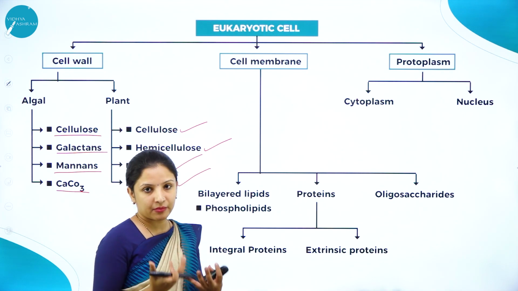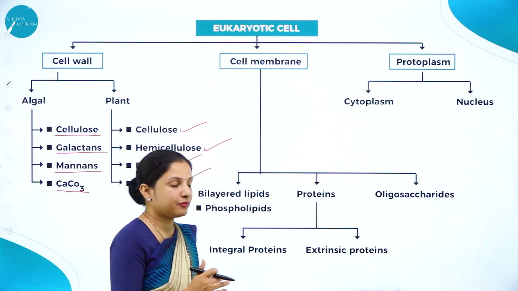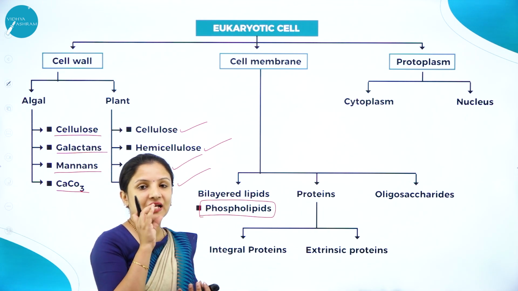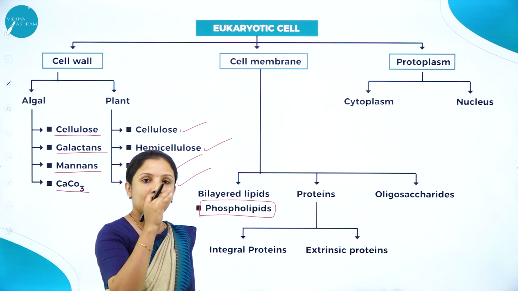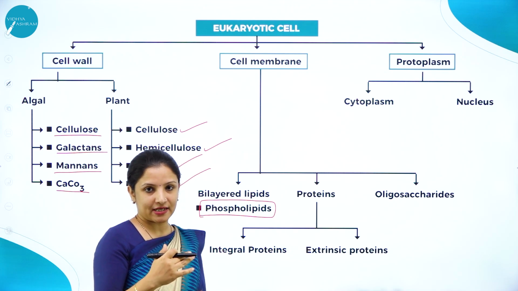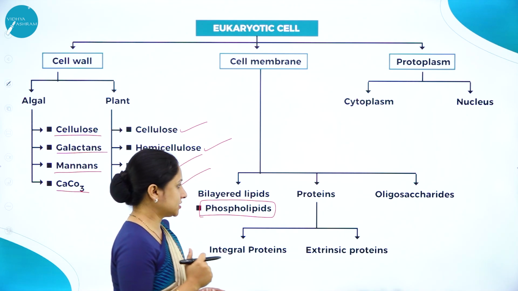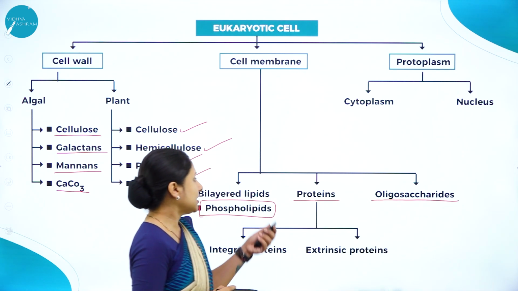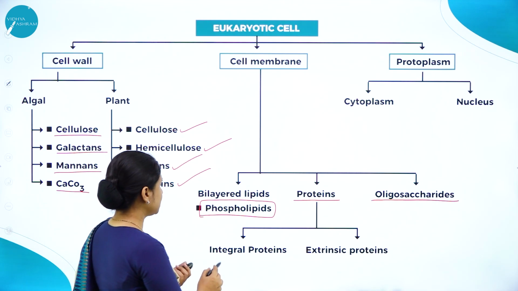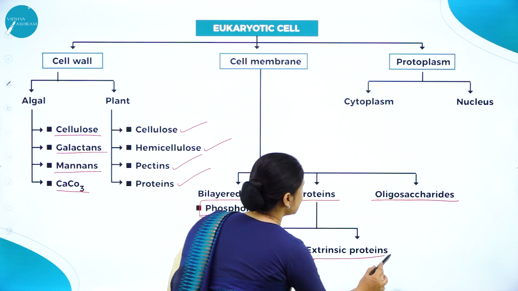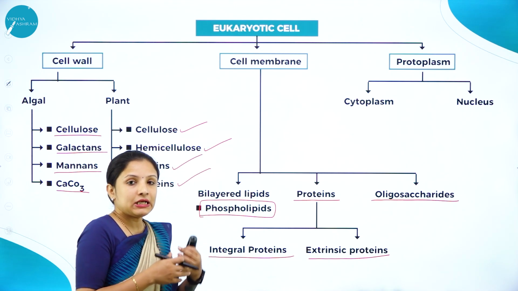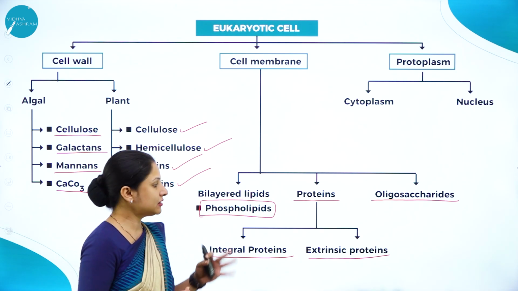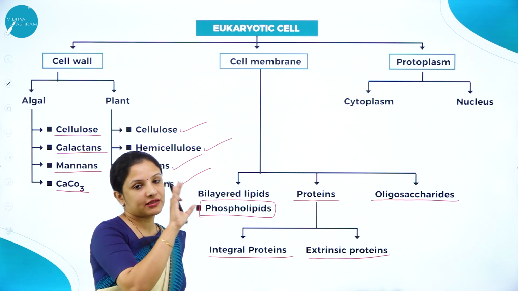Now, what is the cell membrane made up of? The main composition of the cell membrane is phospholipids. These phospholipids are arranged in two layers, wherein they have their hydrophobic tail towards the center and hydrophilic head towards the outside. It is also made up of proteins and oligosaccharides. Now, the proteins are of two types. One is called the integral proteins, and the other one is the extrinsic proteins. Integral means they are embedded within the lipid bilayer. They also act as carrier proteins, and the extrinsic proteins are the ones present on the surface of the lipid bilayer.